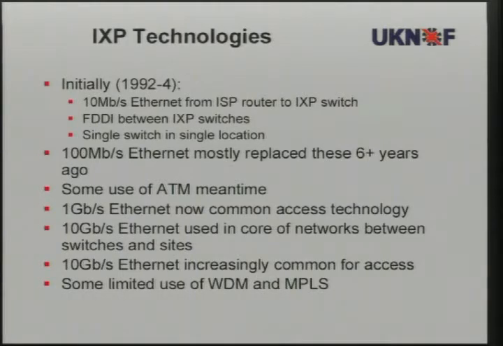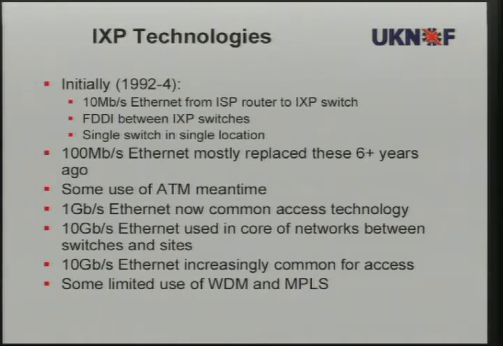Six, seven years ago, 100 meg Ethernet came along, pretty much superseded all the 10 meg and the FDDI. Few exchanges used ATM. Ameritech ran a big exchange in Chicago that was ATM based. I think was the most successful of these. But 1 gig Ethernet is now pretty ubiquitous.